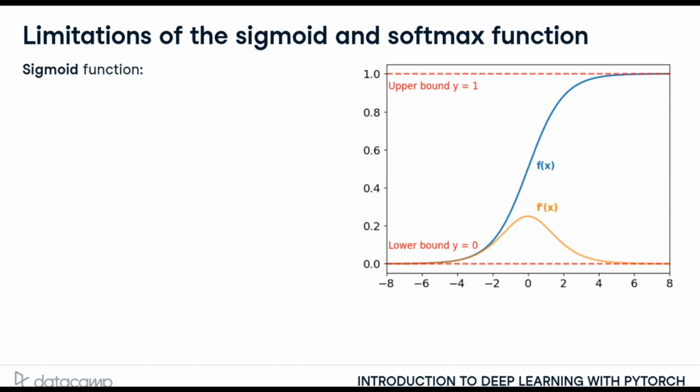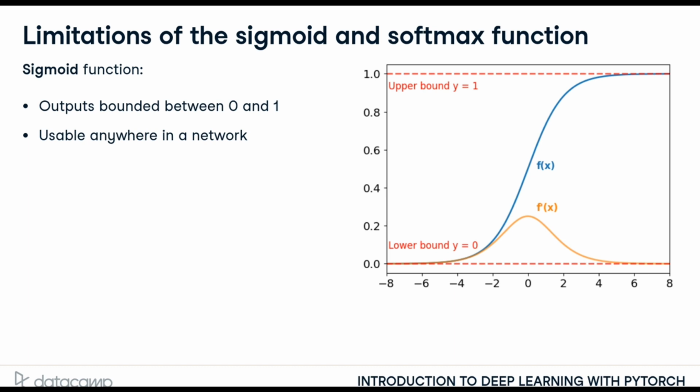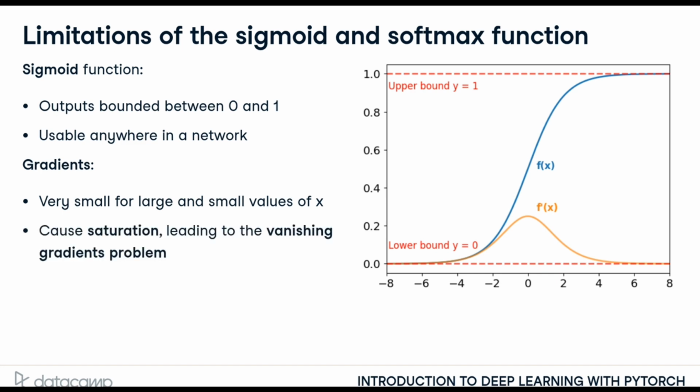The Sigmoid's outputs are bounded between 0 and 1, meaning that for any input, the output will always fall in this range. Sigmoid could be used at any point in a network. However, the gradients of the sigmoid, shown in orange, are very small for large and small values of x. This phenomenon is called saturation.